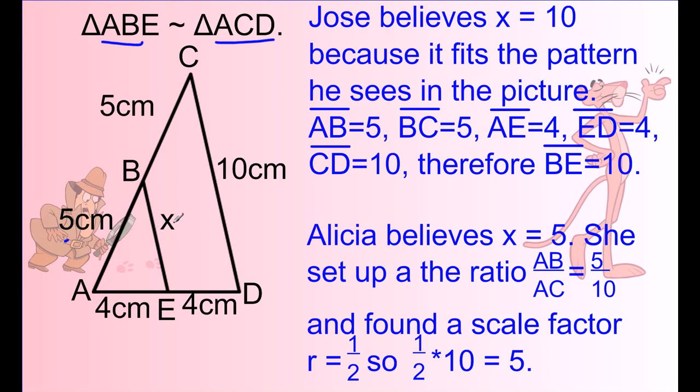Jose believes that this x is equal to 10 because it fits the pattern he sees in the picture. He sees AB is 5 and BC is 5. AE is 4, ED is 4. CD is 10, therefore BE is 10. Alicia believes that the measure of this x is equal to 5. She set up a ratio AB over AC, got 5 over 10, and found a scale factor r equals 1/2. So 1/2 times 10 is 5.